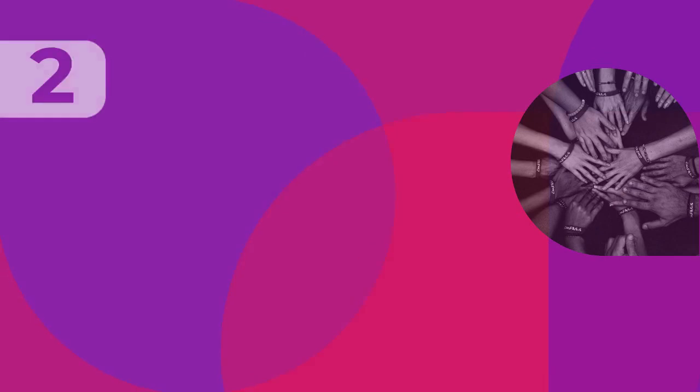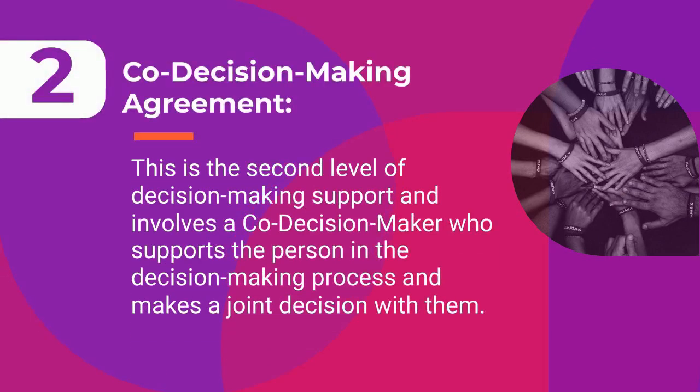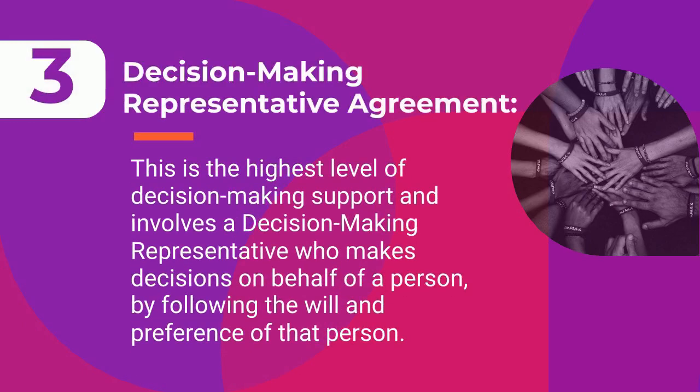2. Co-decision-making agreement. This is the second level of decision-making support and involves a co-decision maker who supports the person in the decision-making process and makes a joint decision with them. 3. Decision-making representative agreement. This is the highest level of decision-making support and involves a decision-making representative who makes decisions on behalf of a person, by following the will and preference of that person.